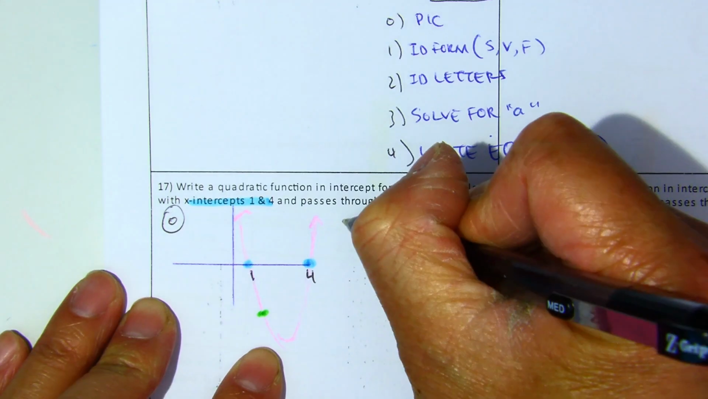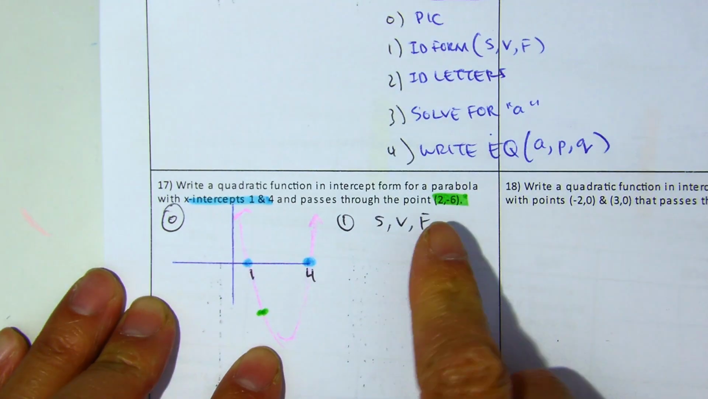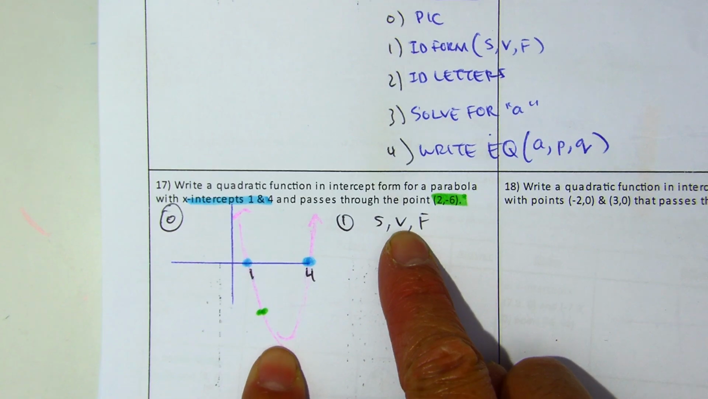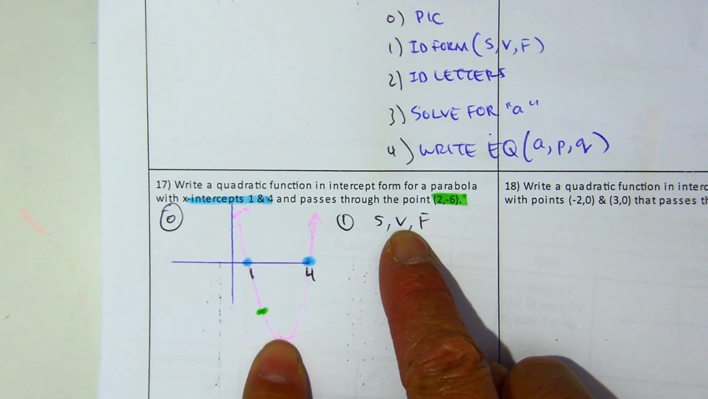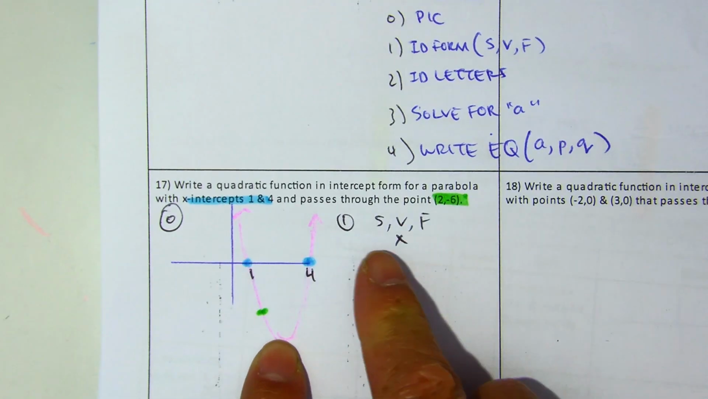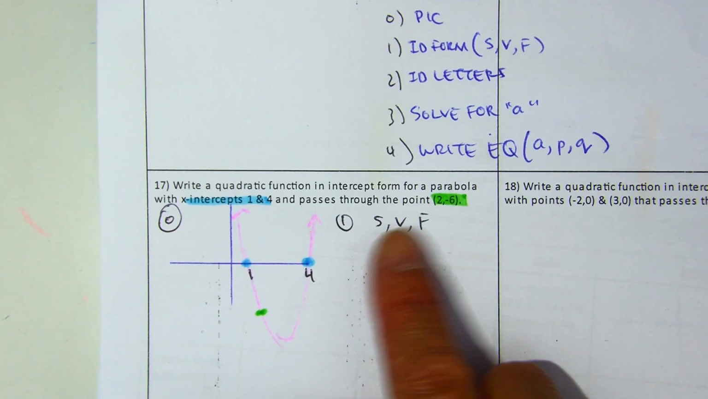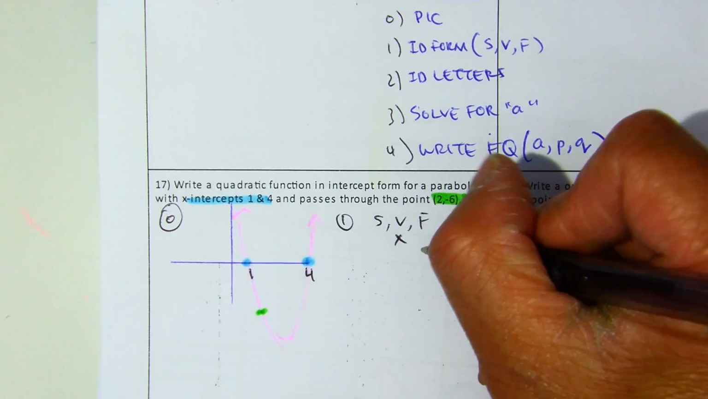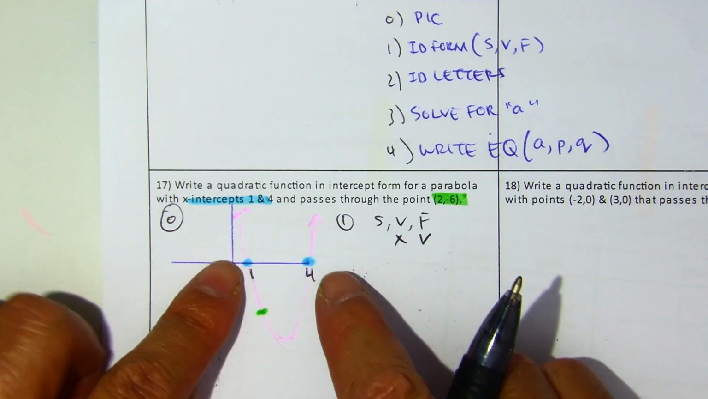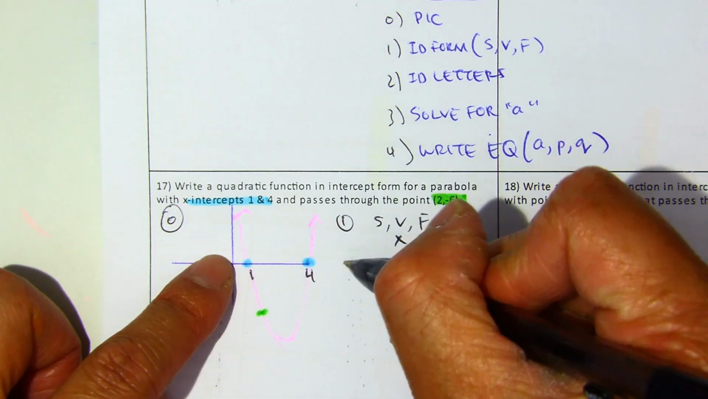Step number 1, I want to ID the form: S, V, or F. It would be a V if I had a point here at the minimum. Class, do I have an ordered pair of numbers here? No, we do not. So it's not vertex form. It would be standard form if it's none of these. It would be kind of difficult to figure out. Factored form is if it has the x-intercepts. Put your finger on the x-intercepts. That's what tells you to use factored form. Okay? Step number 1, we identify the form.